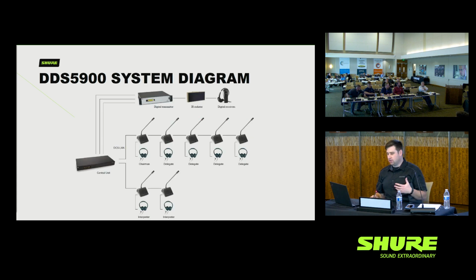So what does this system look like from a high level? Real simple. We have our CCU, delegate units with headphones, interpreter stations, and then at the top we're doing some IR transmission for assisted listening, and that could include both the floor mix and interpretation channels all up through that IR system.